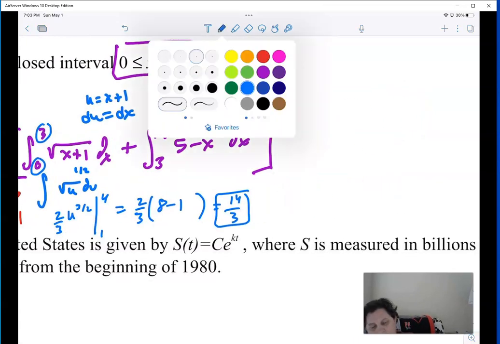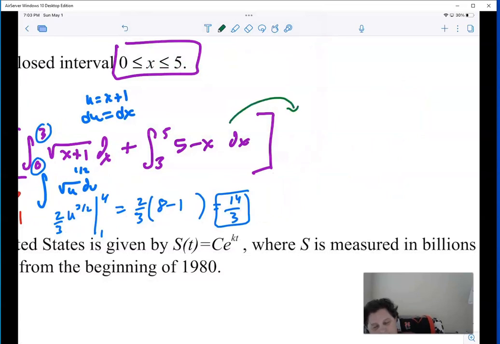And now I'm going to do the second part. This is not a U sub. This is just straight integral. The integral.